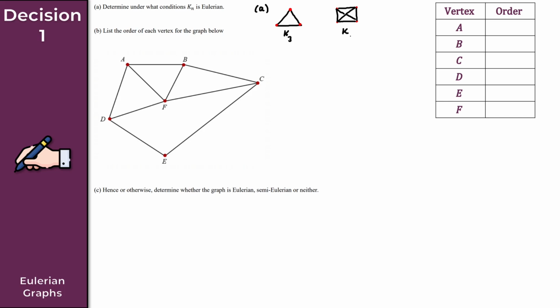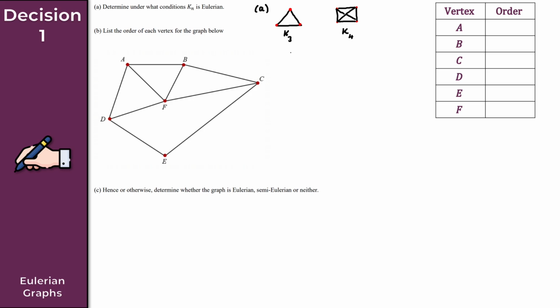So this here is K4. Now just notice then, each vertex here for K4 has order 3. This vertex here has order 3. This vertex here again has order 3, so on and so on. So hopefully what you recognize here then is that Kn is Eulerian when n is odd. So K3 will be Eulerian, K5 will also be Eulerian, so on and so on. The same would apply to K7, K9, so on and so on.